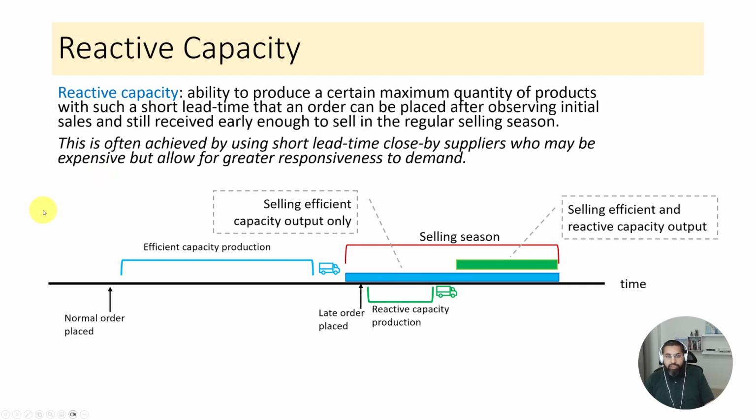Right? So this is how we use reactive capacity, and this setup of placing an initial order and then placing a second order when you have much more accurate forecasts based on initial sales data from the beginning of the season. This whole system is, in summary, what we call accurate response.